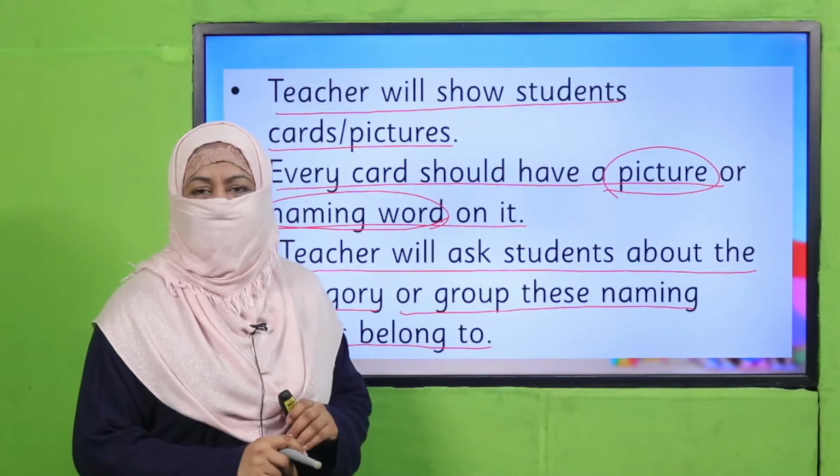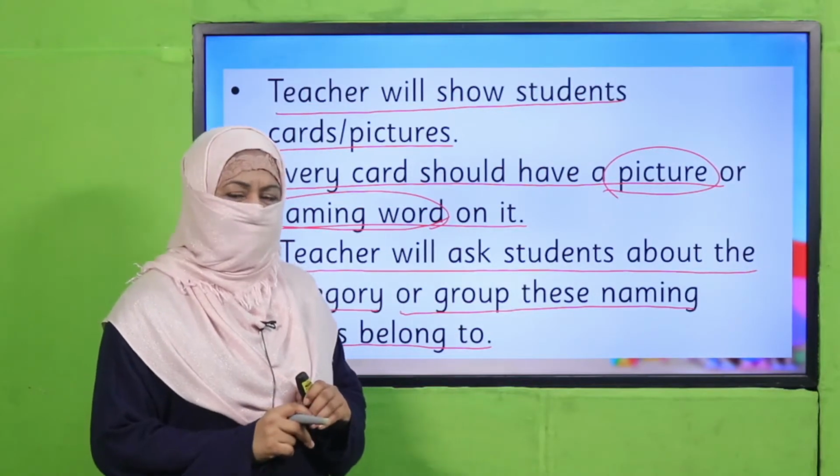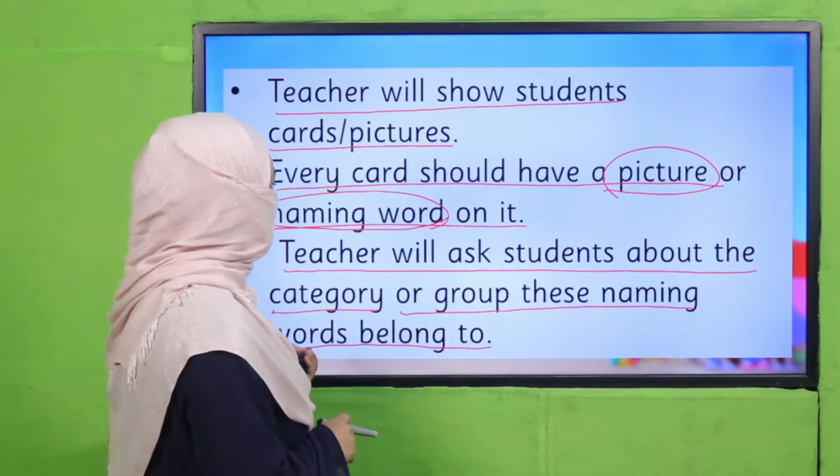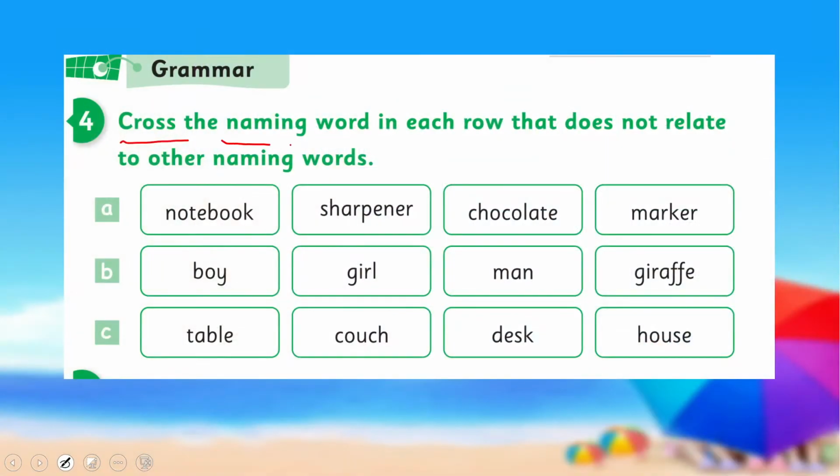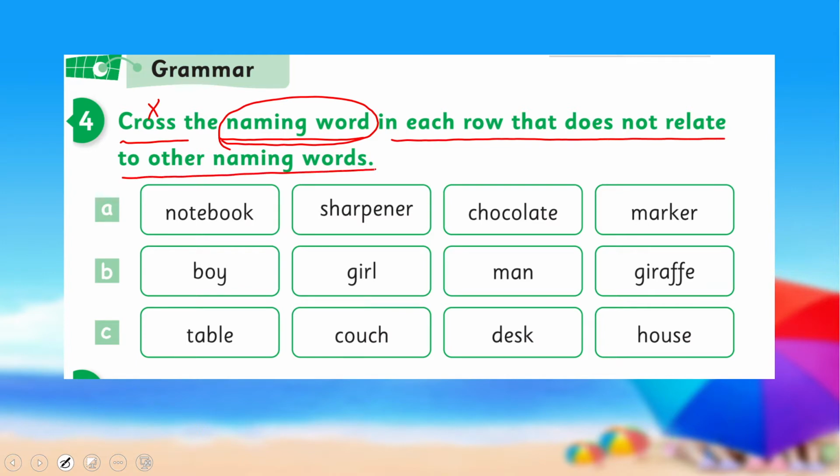Yes, my dear children, I hope you enjoyed the activity. Now let's practice this concept from your book. You have to cross the naming words. So you will cross the naming words in each row that does not relate to the other naming words. So beta, how do we make a group of words? You see, start reading it.